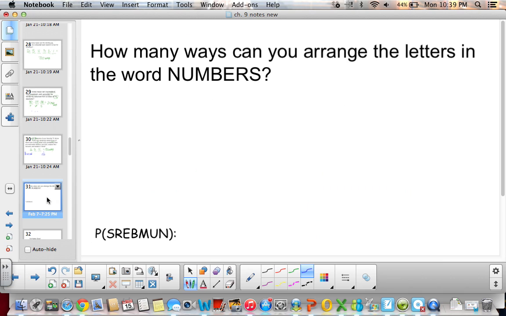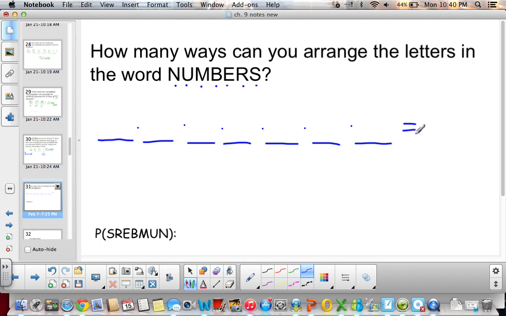How many ways can you arrange the letters in the word numbers? So we have 1, 2, 3, 4, 5, 6, 7. So we have 7 letters, and we want to rearrange them and see how many ways we can rearrange them. So we're going to keep our 7 spots, 1, 2, 3, 4, 5, 6, 7, and I know that I'm going to multiply all of my numbers together when I get them.